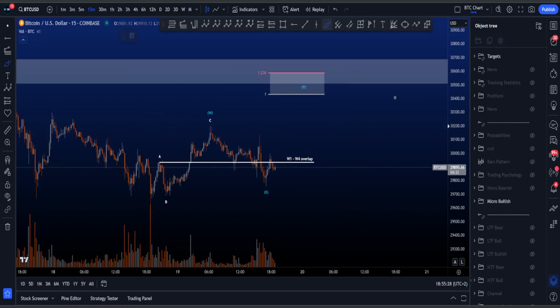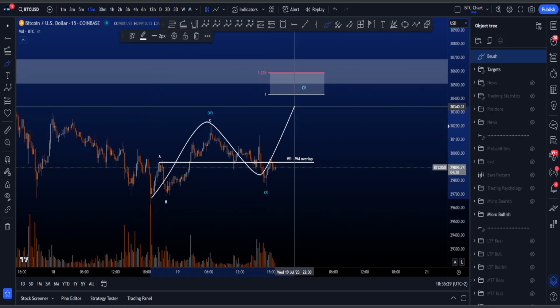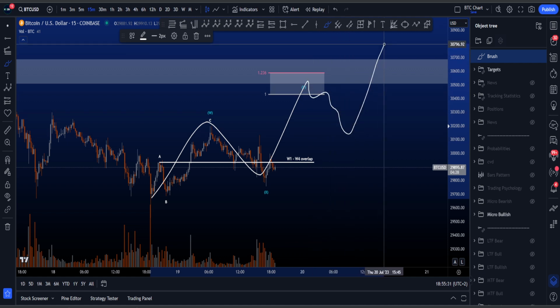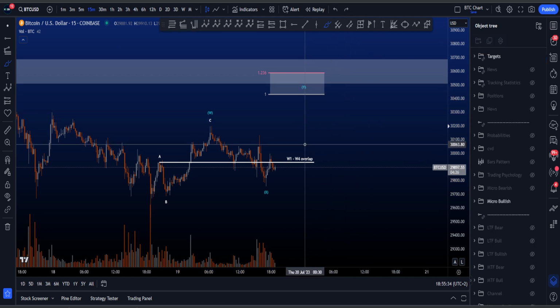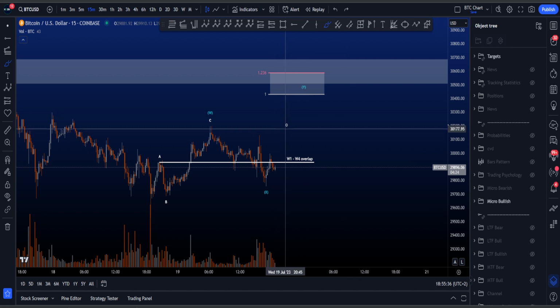Now a WXY can only be the first structure in a WXY correction and then another continuation to the upside, but of course that is yet to be seen. Let's first wait and see if price can actually move towards the upside.